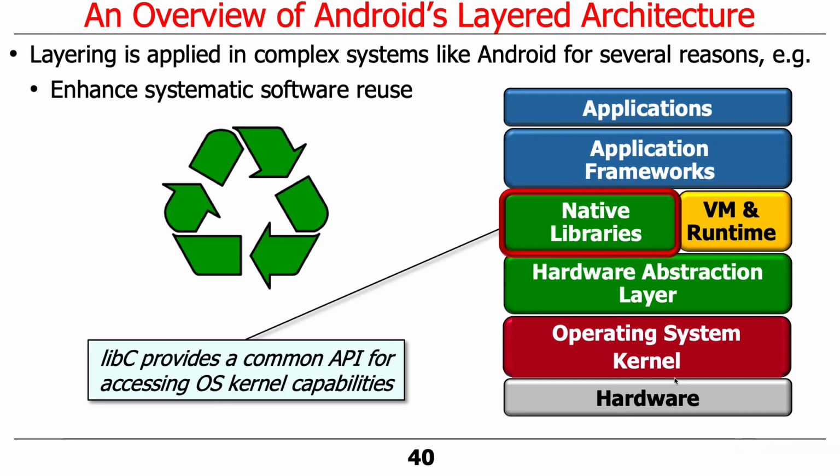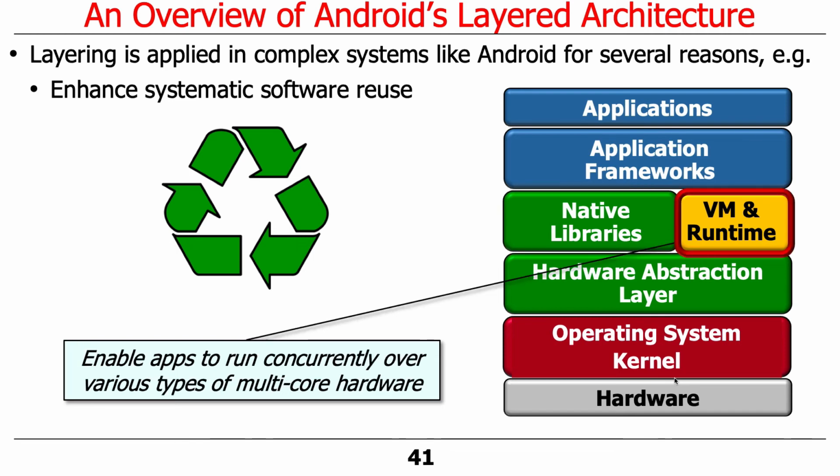Another motivation for using layering, another example of systematic software reuse, is the libc library. And so libc is essentially the standard C library that's used to access the Unix kernel or Linux kernel capabilities. So libc is a common API, and anybody who knows how to do Unix systems programming understands libc. So it's got methods like open, close, read, write, socket API calls, thread API calls, and so on. We already talked about how we can use the runtime system to abstract away from the multi-core hardware.